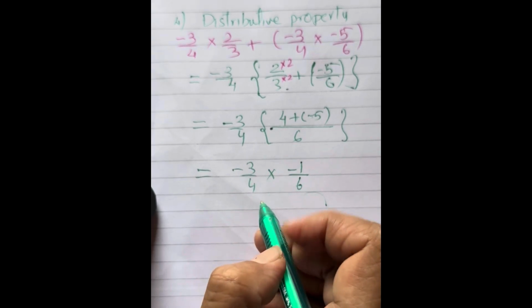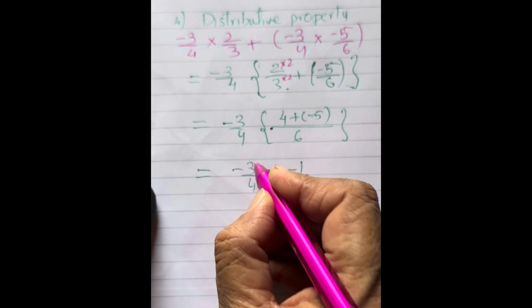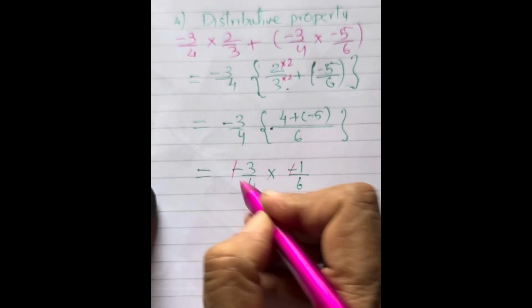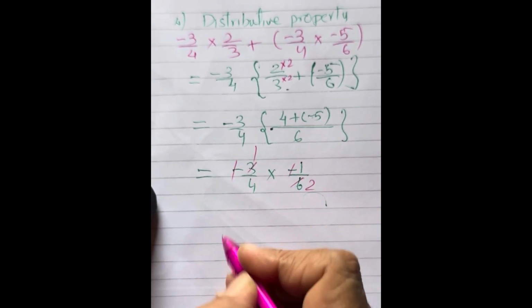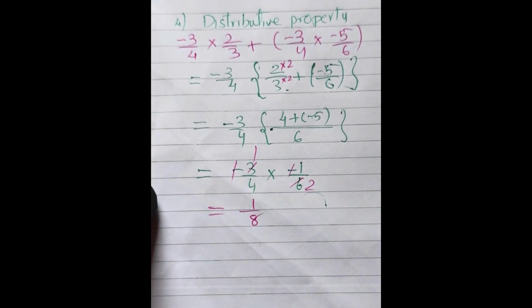Now it is multiplication sign. So you can cancel. What can you cancel over here? Minus minus will be cancelled. 3 1s are 3, 2s are. What is left is 1 upon 8. So your answer is 1 upon 8. So you should apply the properties and make your calculations easy.